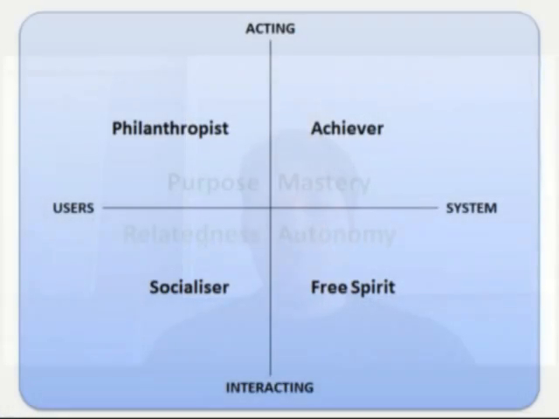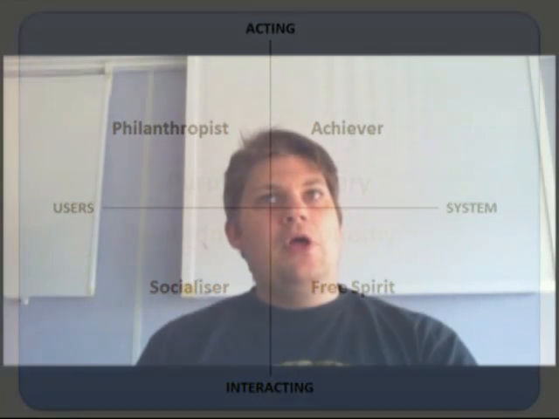So I started with socializer for relatedness, free spirit for autonomy, achiever for mastery, and philanthropist for purpose. Each one of these is looking for something unique within a system. People will cross between these types. There'll be more than one type. You'll have a socializer, achiever, a socializer, philanthropist. You're not always going to get a single type. But it's very important and very useful to kind of focus on these 4 initially.